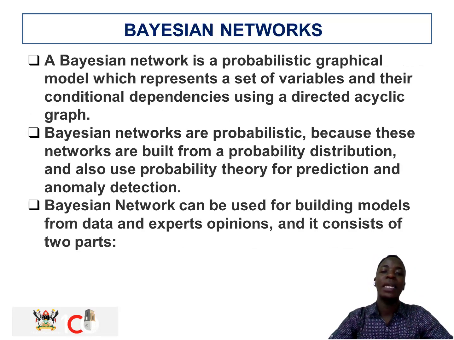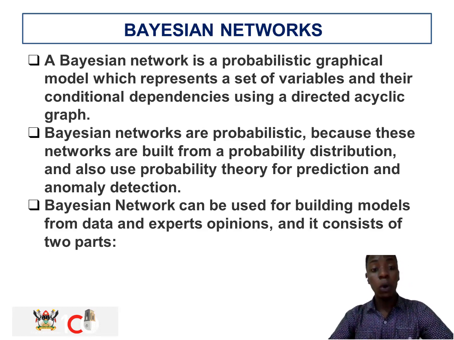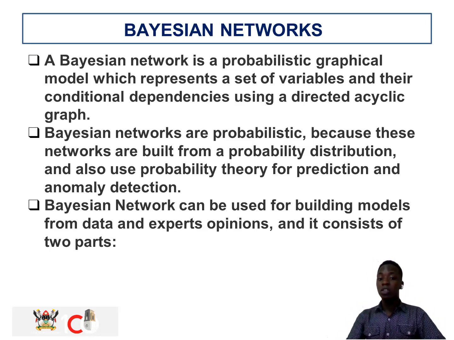As I go further, we have Bayesian networks. A Bayesian network is a probabilistic graphical model. This is a model which represents a set of variables and their conditional dependencies using a directed acyclic graph. Bayesian networks are probabilistic because they are built from probability distributions, and they also use probability theory for prediction and anomaly detection. The Bayesian network can be used for building models from data and experts' opinions.